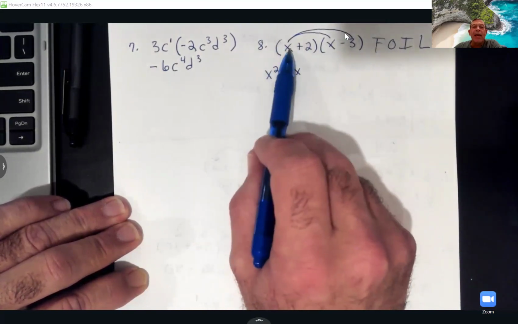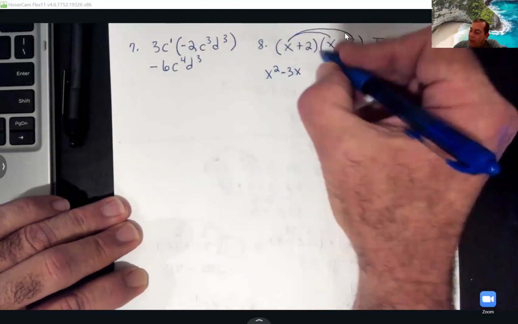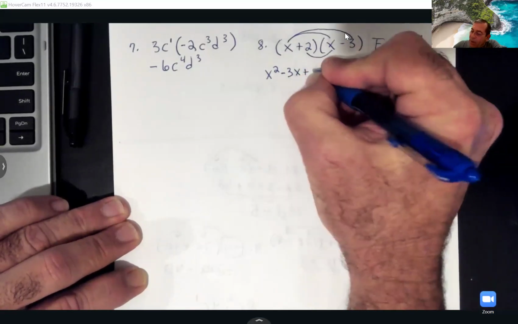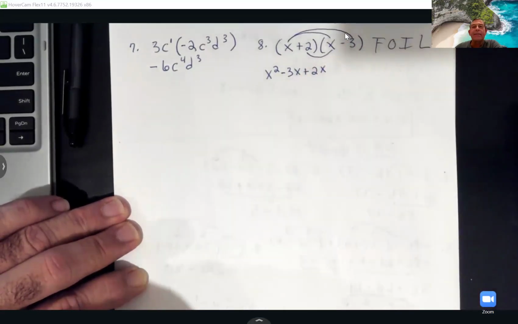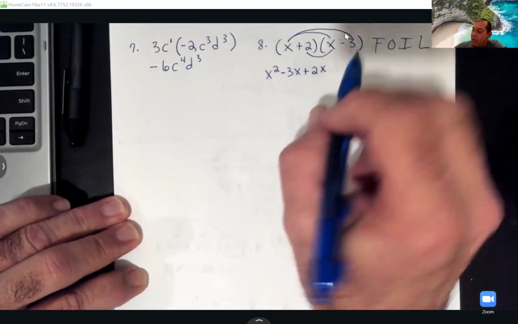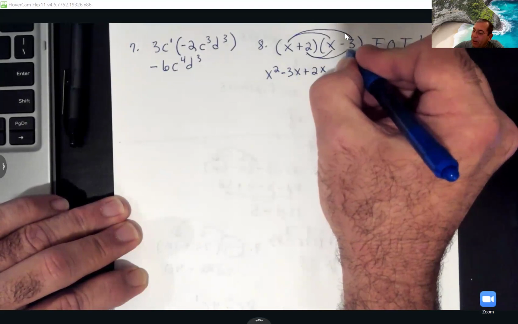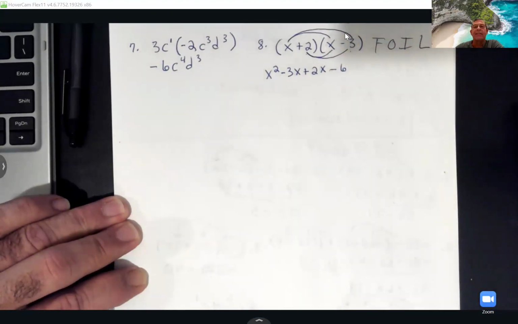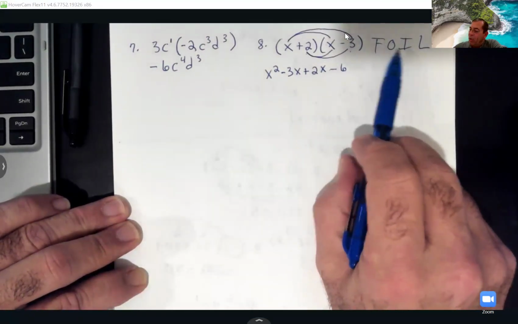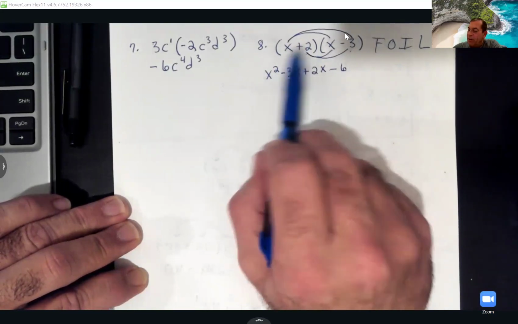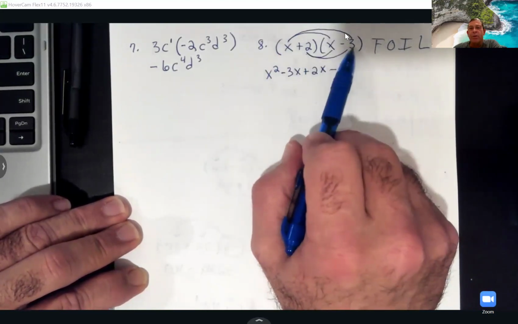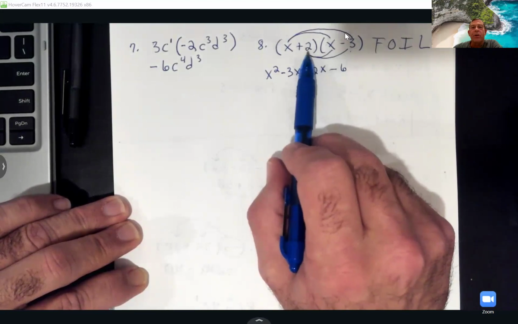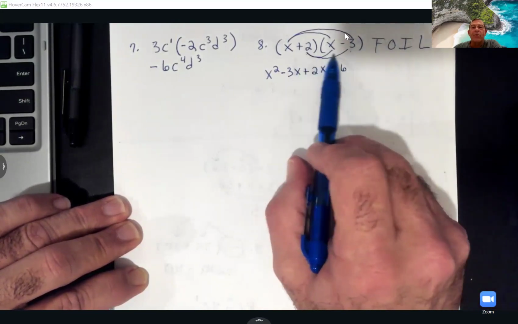So we distributed the x. Now we're going to distribute that 2. So you got a 2 times x, which is a positive 2x. Then you got this 2 times that -3. So that'd be what, a -6. Now notice, FOIL. I did the first one from each parentheses, and then I did the outermost 2 numbers. The I is the innermost 2, so we started distributing the 2, and the L is the last one in each parenthesis.